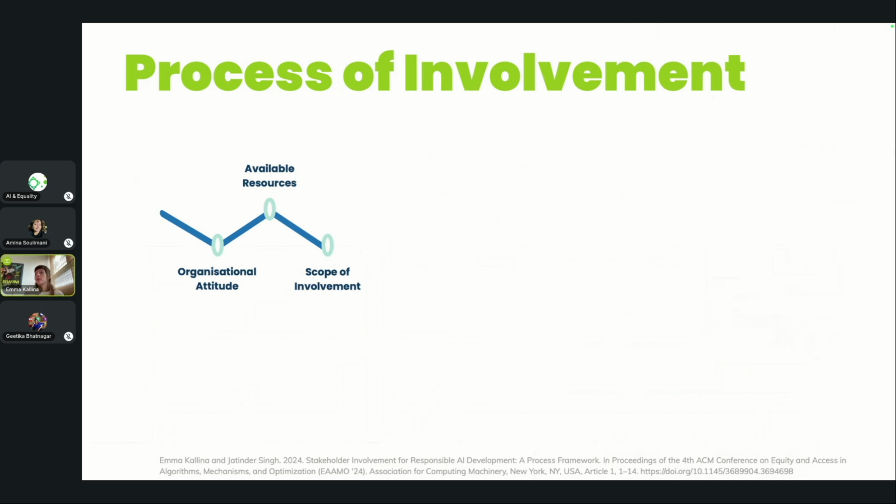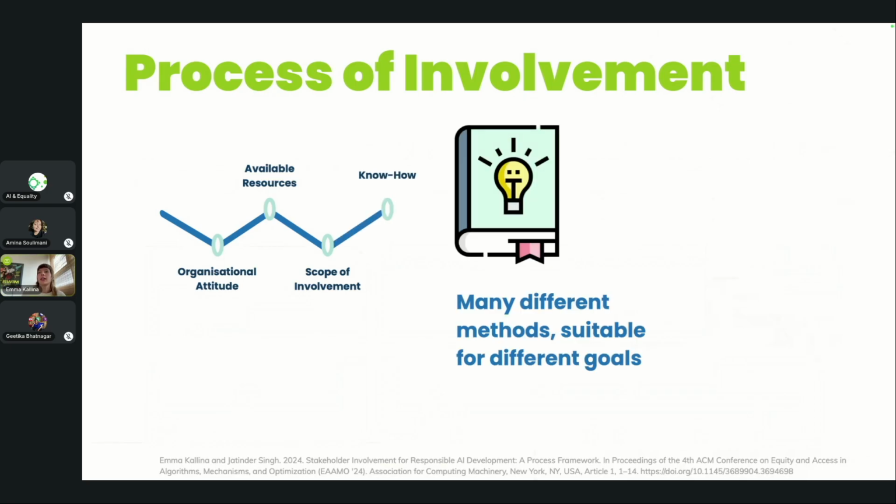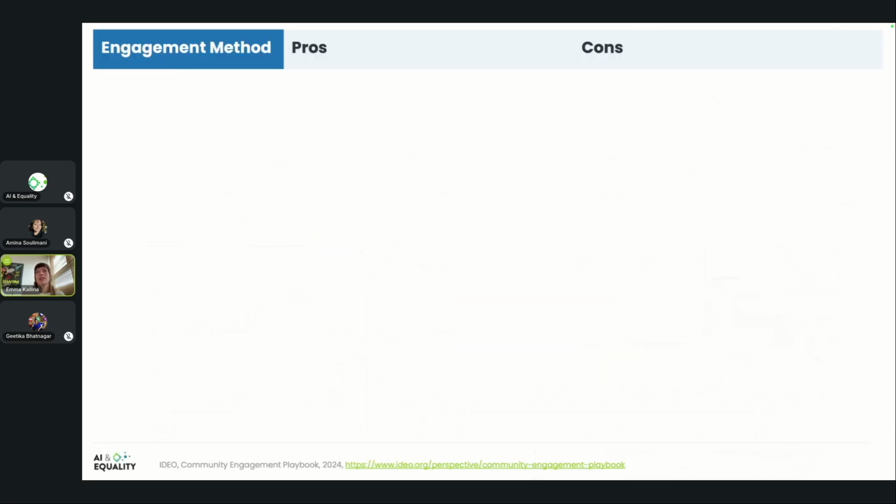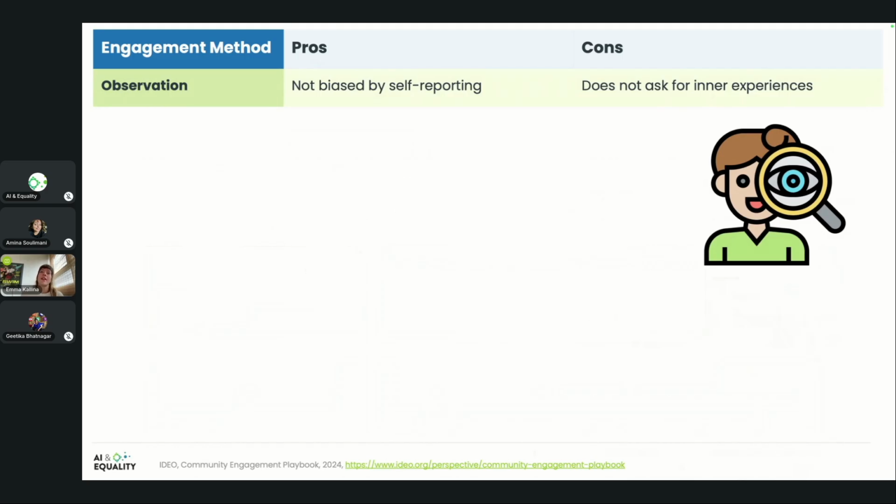So now we've decided when we want to do involvement and with who, and then we're looking at how. And this is what I meant earlier, that there are many different methods, and we'll not talk about all the methods now, but I'll give you a few examples, and they all have pros and cons. So let's discuss a few of them. A very classical one is the observation. So this really means you go out on the street and you observe someone who does the thing you want to know more about.